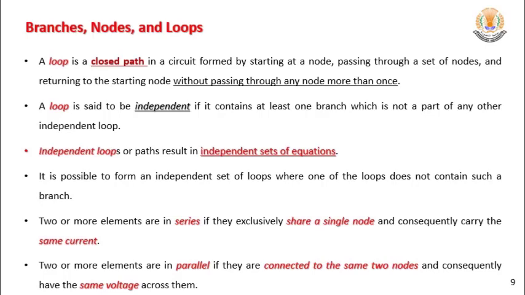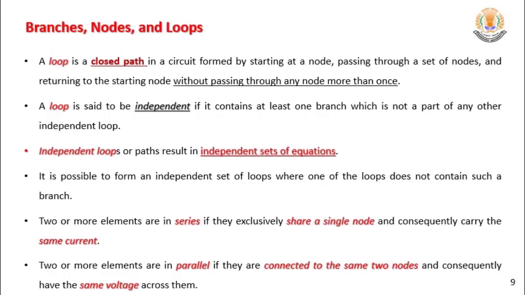So a loop is called a closed path. It should be closed. And very important, a loop is said to be independent if it contains at least one branch which is not part of the other loops. Very important, because later we'll solve the equations. The number of independent loops should equal the number of equations or unknowns. Do you remember? Number of equations equals the number of unknowns, so when you solve, you will get only one solution.